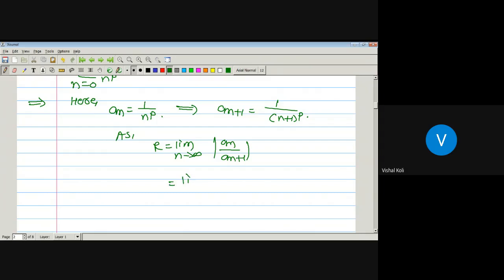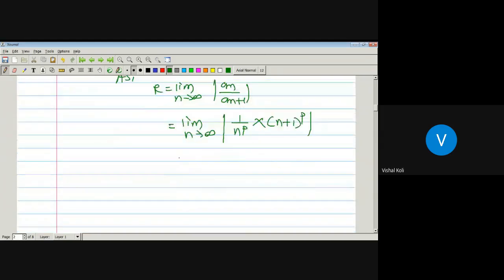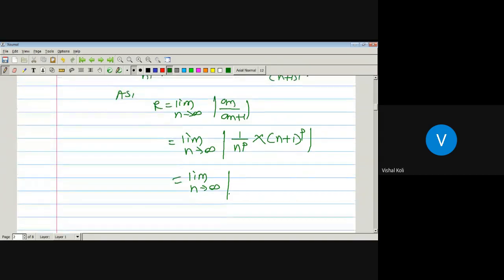So which is equal to limit n tending to infinity modulus of, what is a n? 1/n raised to p. And what is a n plus 1? Which is 1/(n plus 1) raised to p. As it is a reciprocal, it must be into (n plus 1) raised to p, divided by n to the power p. Whatever will be the value of p, if we expand (n plus 1) to the power p by binomial coefficients, the first term will definitely be n to the power p plus some coefficient into n to the power p minus 1, plus so on.